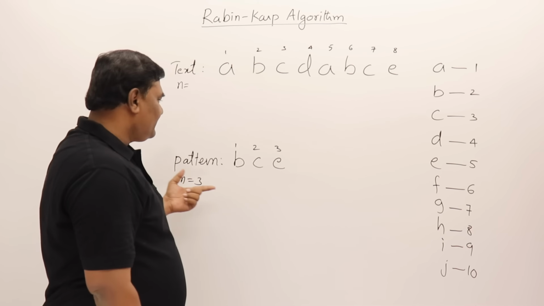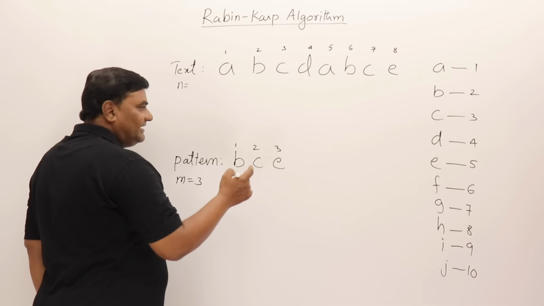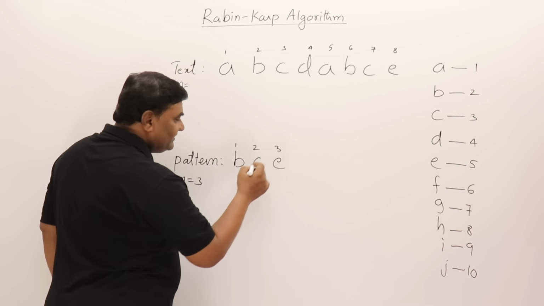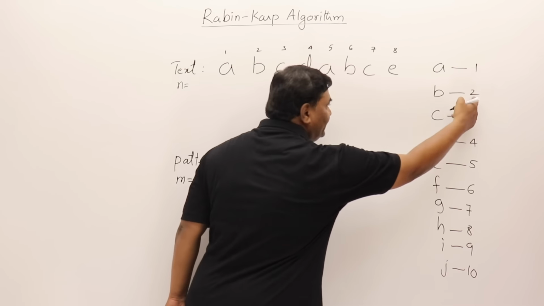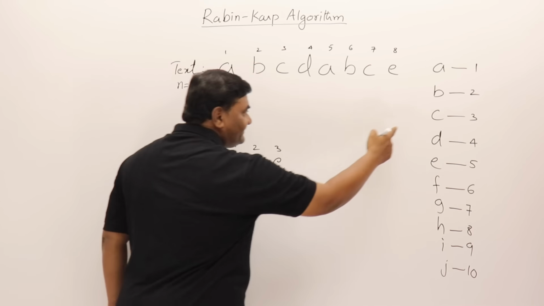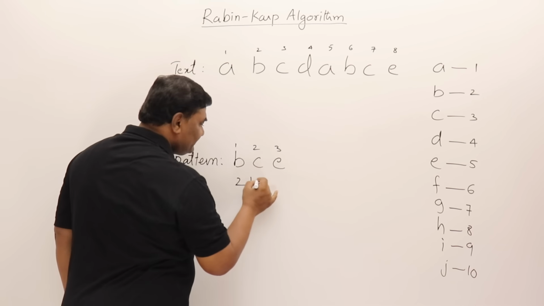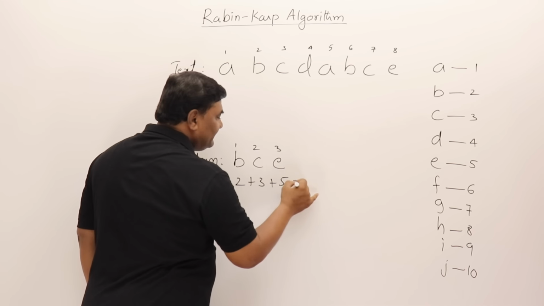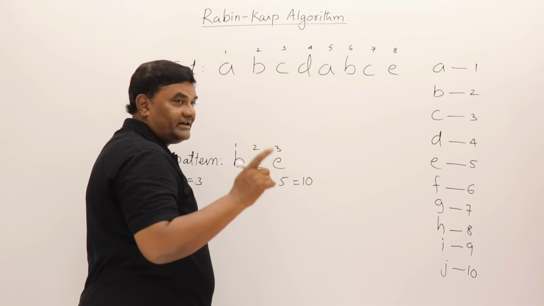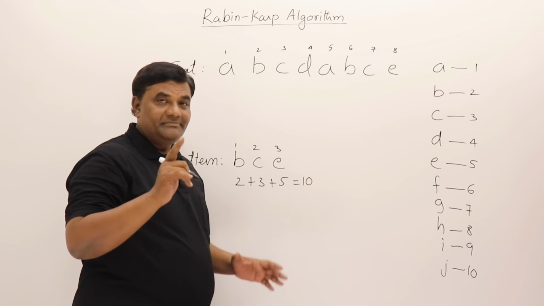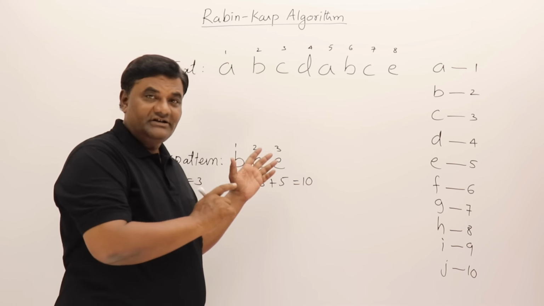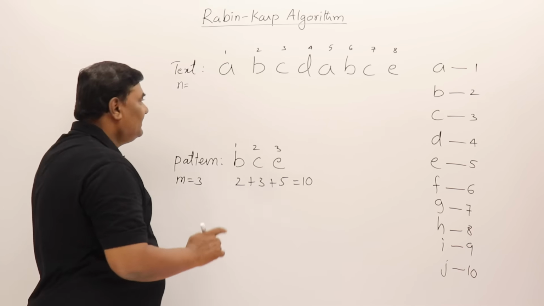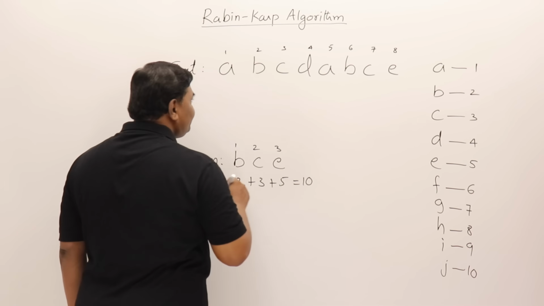There's a text given here and there's a pattern. First find out the hash value for this one. So the codes are B is 2, and C is 3, so it's 3 plus 3, and E is 5. This is 10. Remember, I am showing you just the basic idea. I am not showing you the actual algorithm. Remember this one. Now, we have to find out whether this is present here or not.